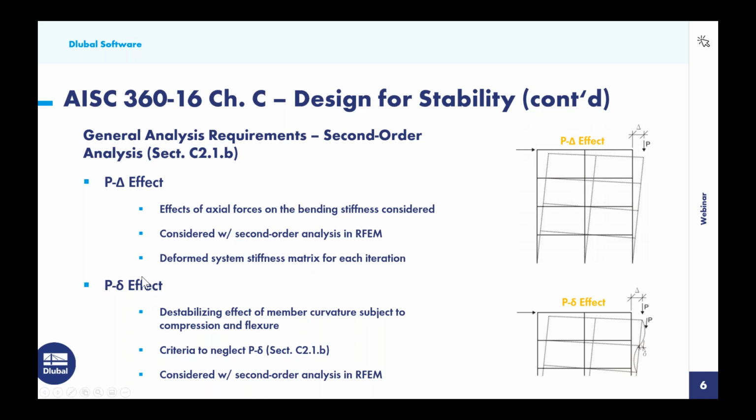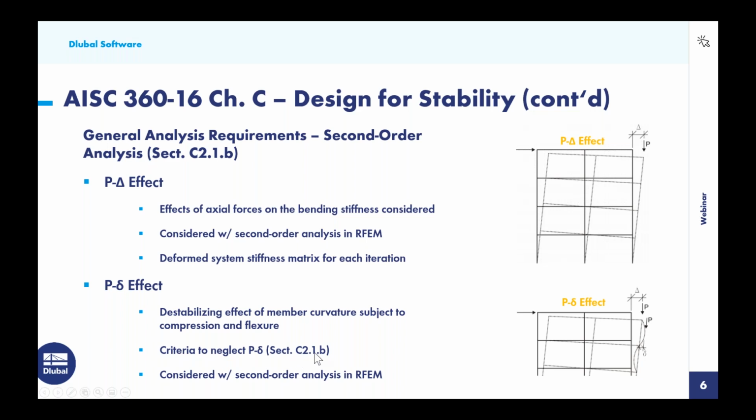Now, in addition to this, we also need to account for P little delta effects. This is the destabilizing effect of the member curvature subject to compression and flexure. If we look at our picture again on the right-hand side, we still are showing our big P delta effects for the entire structure, but along each member, we're having some curvature and some deformation of little delta. Again, the axial load is going to follow the member deformation, so inevitably we're going to affect the bending moment of the member with those additional moments and slightly decrease the buckling load. So the code tells us that we do need to account for this.